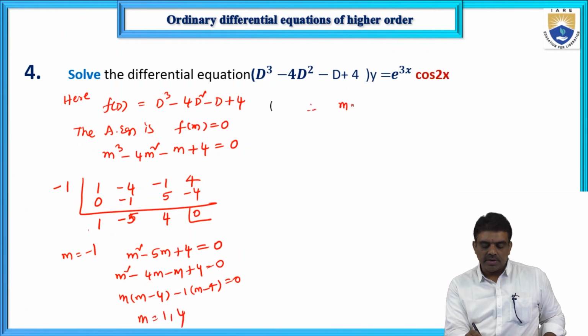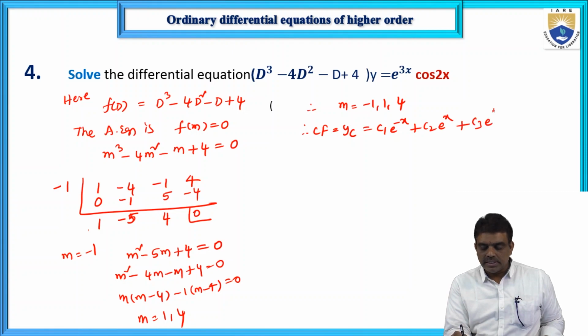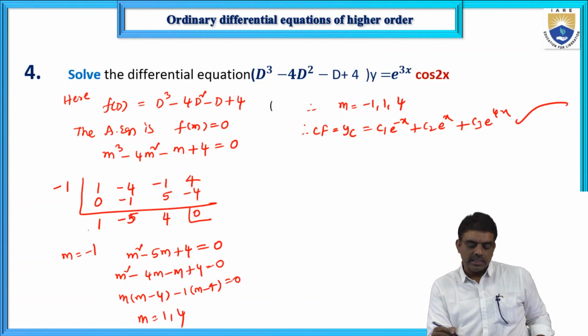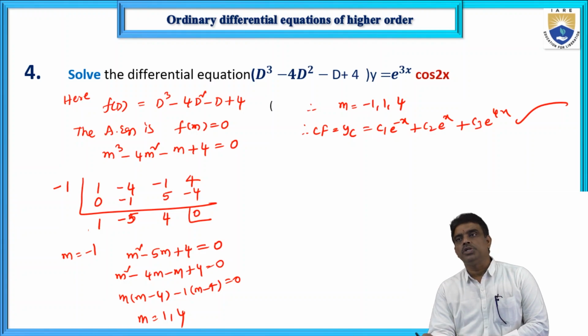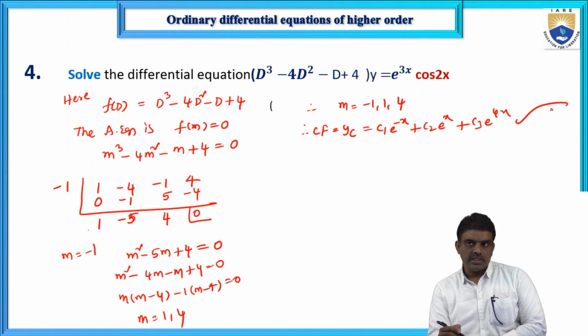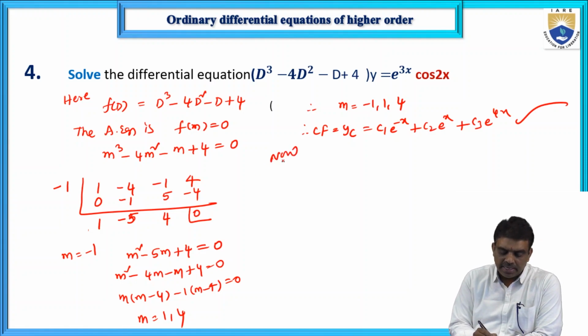Therefore, what are the roots of the equation? Minus 1, 1, 4. So the complementary function yc is equal to c1 e power minus x plus c2 e power x plus c3 e power 4x. This is based on the roots of the equation f of m is equal to 0. Because the roots are real and distinct, the complementary function is in the form c1 e power minus x plus c2 e power x plus c3 e power 4x. Now we have to find the particular integral.